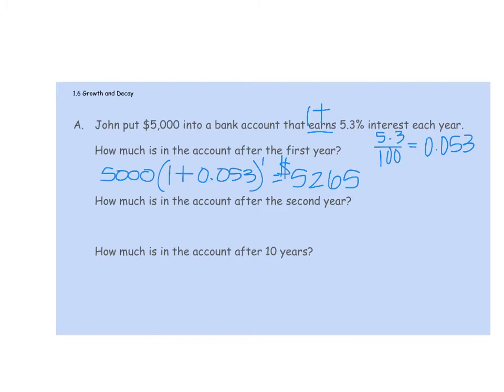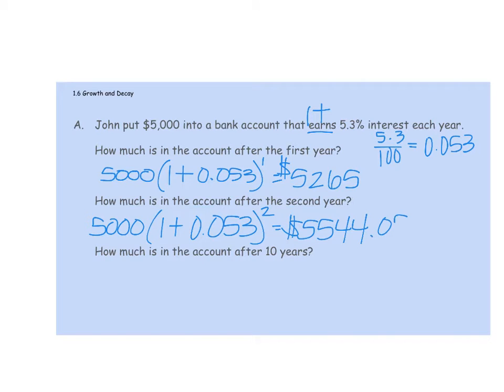So to get the second year, I could just do 5,000, 1 plus 0.053 to the power of 2. That one you do have to plug in. So 5,000, 1 plus 0.053 to the power of 2. I get $5,544.05.